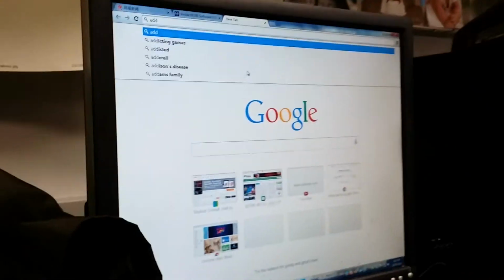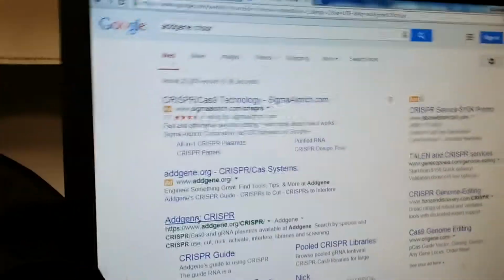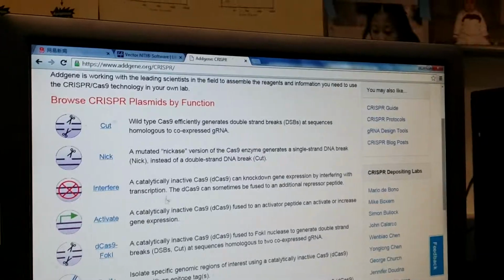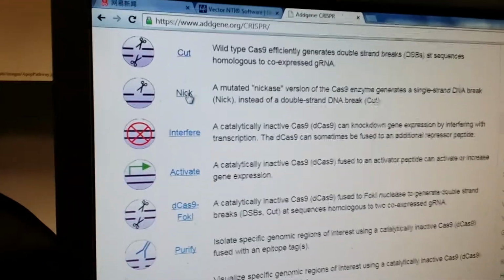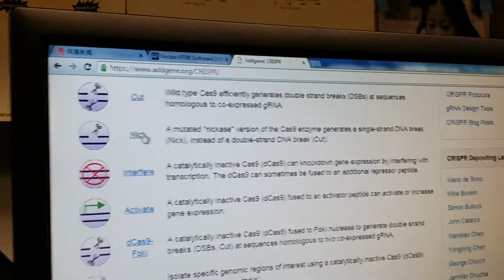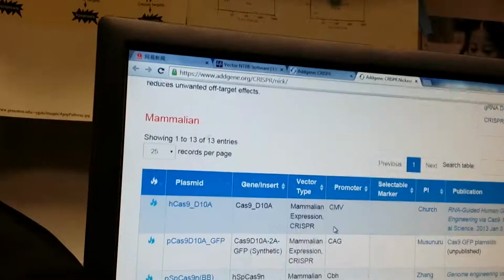Right. Addgene made a really good CRISPR page. I can show you. They tell you how to use CRISPR. You see, you can cut, you can nick. If you want to buy a nickase plasmid kit, you just open this. There are many choices you can use.